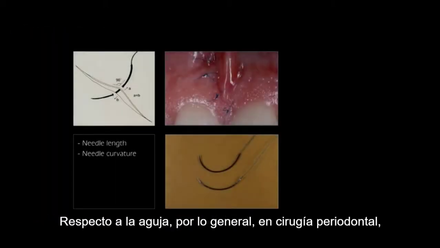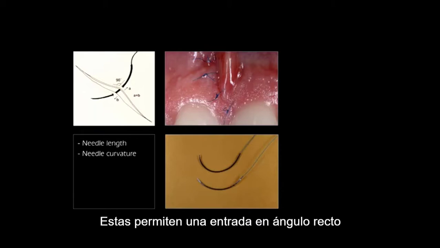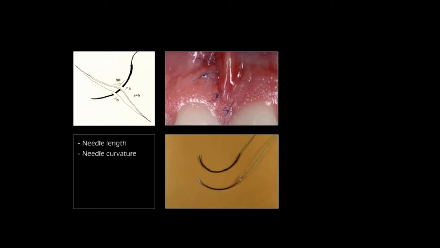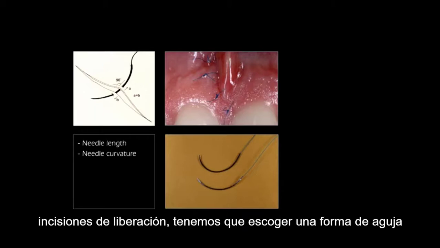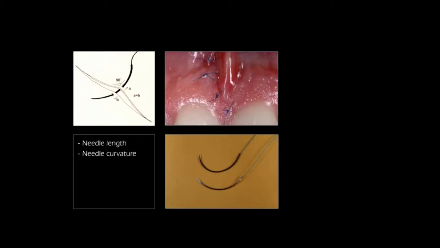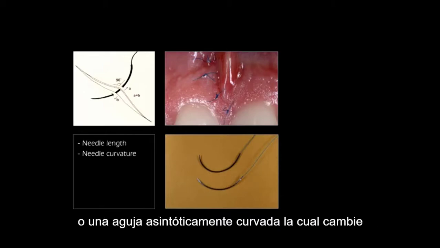Regarding the needle, usually in periodontal surgery, we are working with 3/8 curvature needles. These allow a right-angled entry and a right-angled exit in the tissues. When we come too close to teeth and we suture releasing incisions, we have to choose a needle form that has more curvature, that means a half circle curvature, or an asymptotically curved needle which changes the curvature in each segment of the bow.